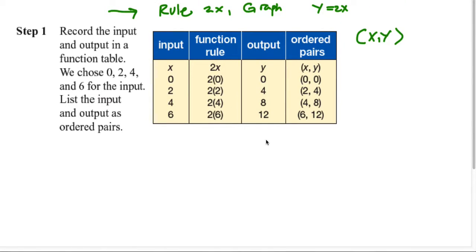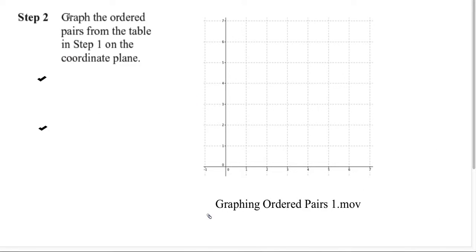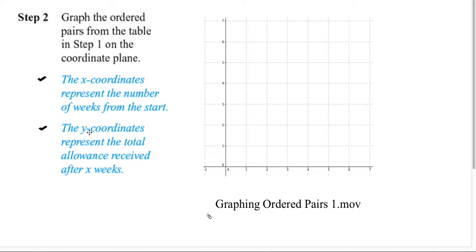So let's move on now to step number 2 and how to graph this. Step number 2, graph the ordered pairs from the table in step 1 on the coordinate plane. So first things first, the x-coordinates represent the number of weeks from the start. Remember, that is our independent variable, because the dependent variable would be the total allowance received after x weeks. So if you notice, y will always depend on x. Our output will always depend on our input.